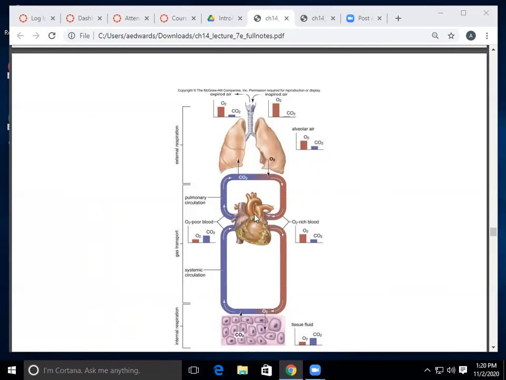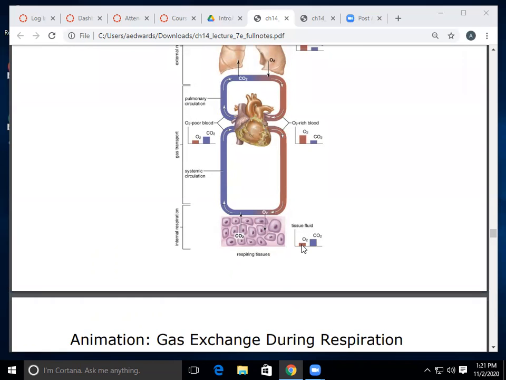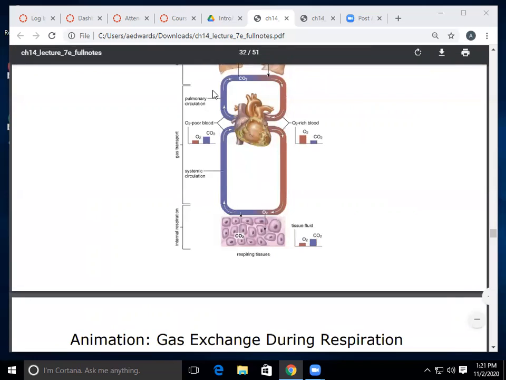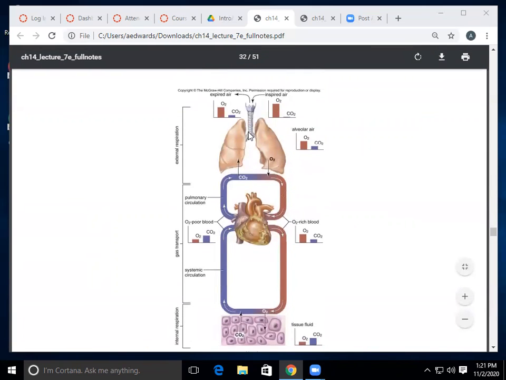It goes back to the heart, goes through the systemic circulation, goes to the tissues, where the tissue fluid has a low oxygen concentration and a high carbon dioxide concentration. You have internal respiration there, gas exchange: oxygen goes to the tissues, carbon dioxide goes to the blood. It returns back to the heart. Now you have deoxygenated blood, with a low concentration of oxygen and a high concentration of CO2, and it goes back to the pulmonary circulation.